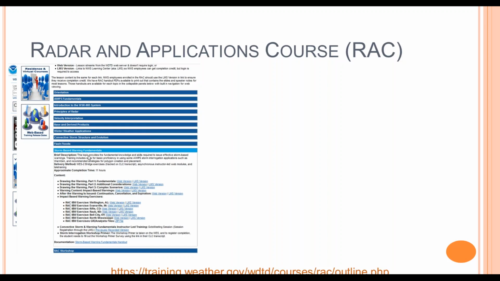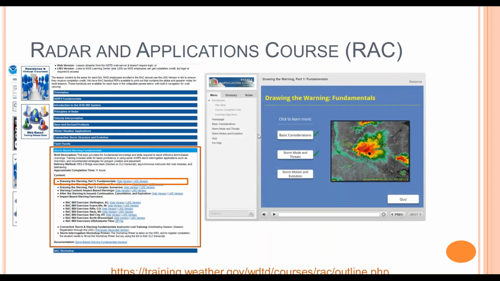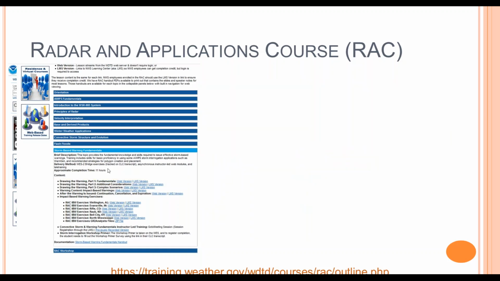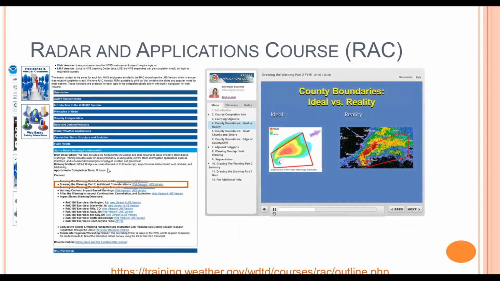And those were updated to reflect newer warning practices and guidance and best practices from the field. So the first module in this group focuses on the basics of drawing warning polygons. That can include things like storm mode and the threats that are associated with the storm, and also the storm motion and evolution, just the fundamentals of drawing a box around something that's dangerous, as my colleague Justin likes to say.